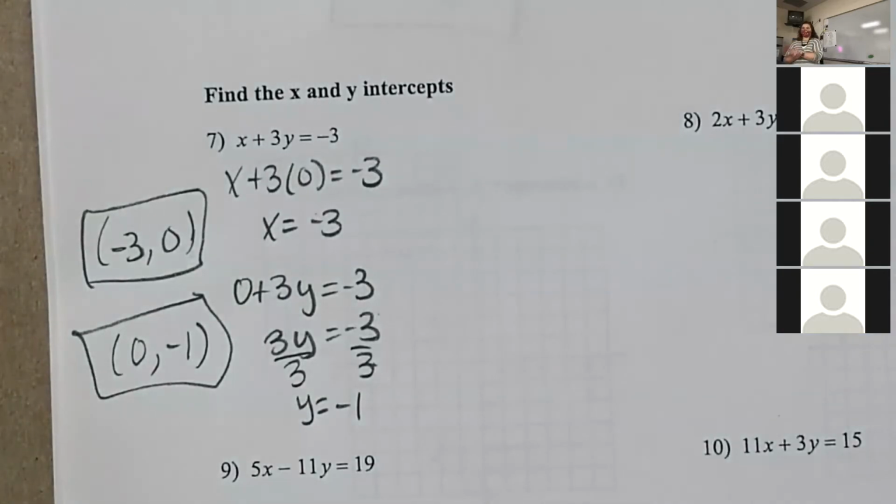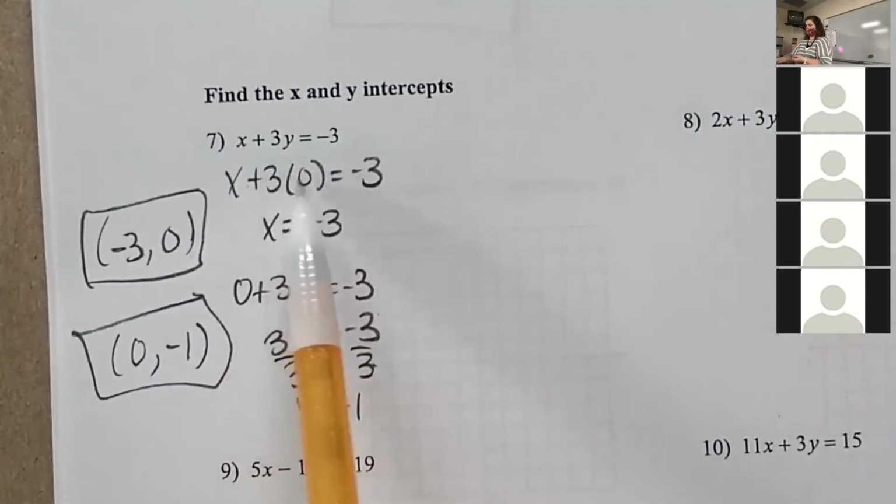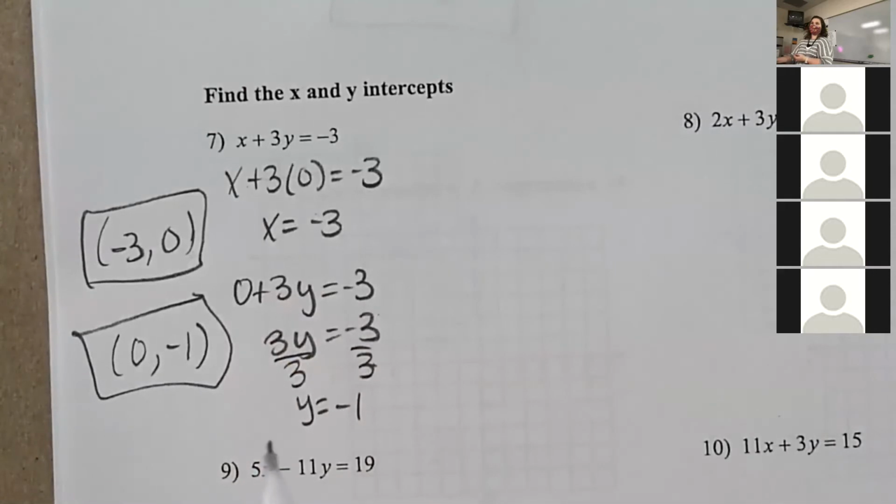So if I want to find the x-intercept, I put in 0 for y. If I want to find the y-intercept, I put in 0 for x and solve. Okay, a lot of you are saying, really, Mrs. Yidrin, you didn't need to write that first step. That's fine. If you can go right to the second step, do it.